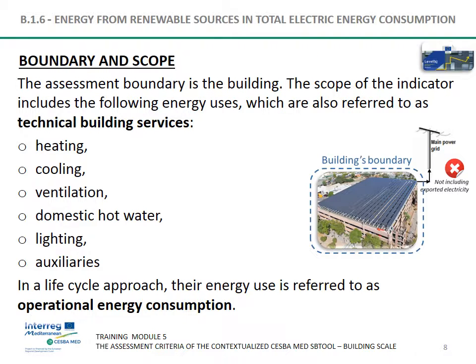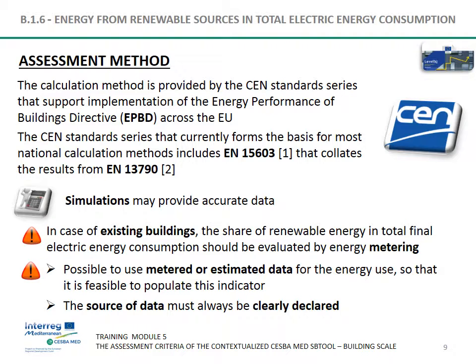The scope of this indicator should include electricity used for heating, cooling, ventilation, domestic and hot water, lighting, as well as auxiliary devices. These are the standards which are relevant to the computation of this indicator. It is possible, as already mentioned, to use both metered or estimated data for the energy use. However, the source of data should be clearly declared.